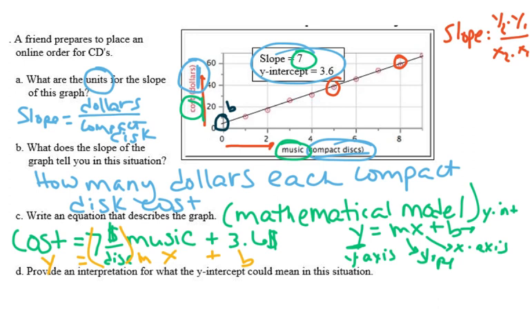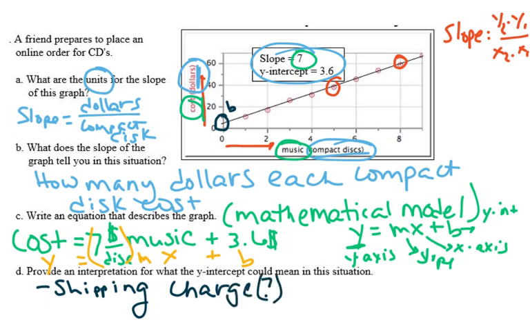So, what could that be? Well, if you've ever ordered anything through the mail, it could be a shipping charge. Okay, so there may be a flat rate shipping charge of $3.60. Okay, or a handling charge, or something to that effect. A membership fee that you pay for.